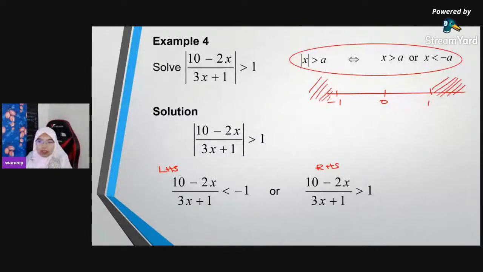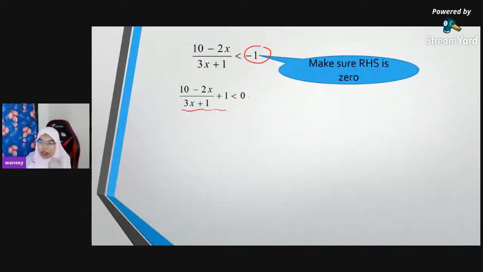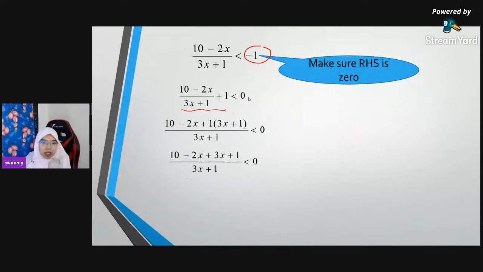Okay, so let's check then. So we are going to solve the left hand side first. So let us solve the left hand side. Okay, so make sure that over here this is 0. So bring it to the left hand side. So it will become positive 1. So we are going to get then minus 2x over 3x plus 1 plus 1 less than 0. And then change everything into a single fraction. So we are going to get x plus 11 over 3x plus 1 less than 0.